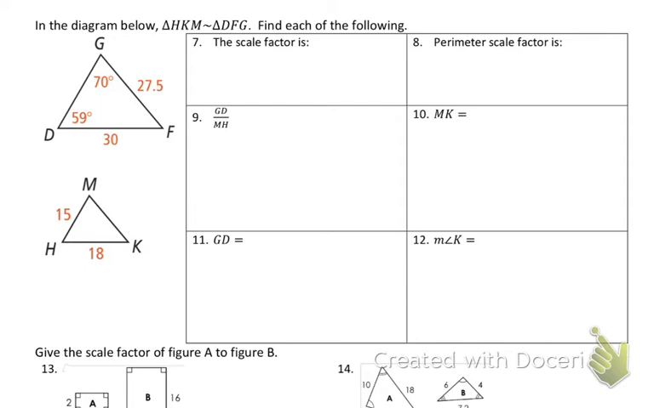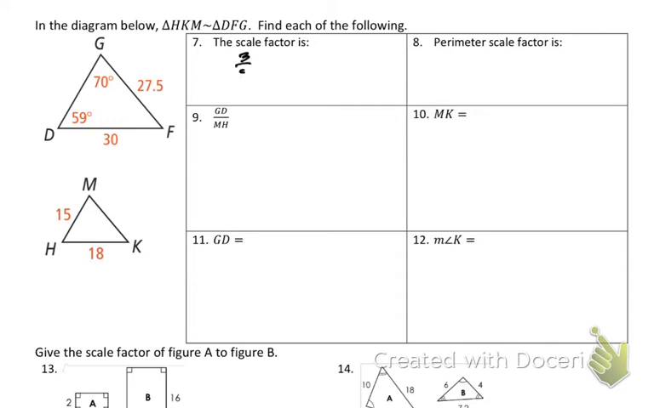Number 9 says do GD over MH. But I would note, we had a scale factor first, right? What was your scale factor? 5 over 3? Do you have 5 over 3 or 3 over 5? You have 3 over 5. So I'm going to go back and write this as 3 over 5.